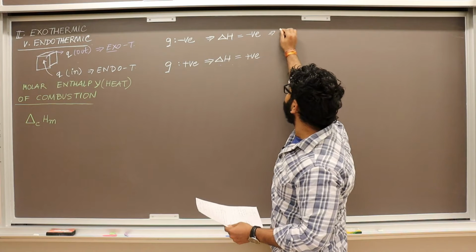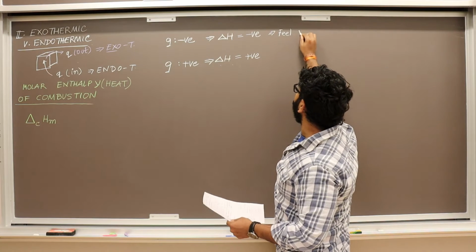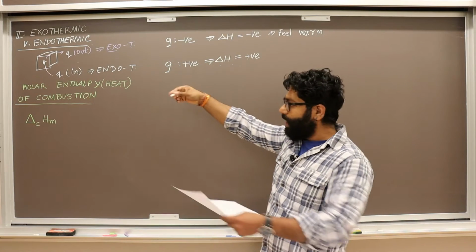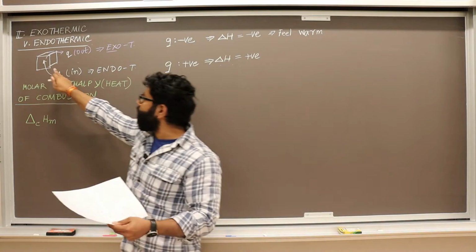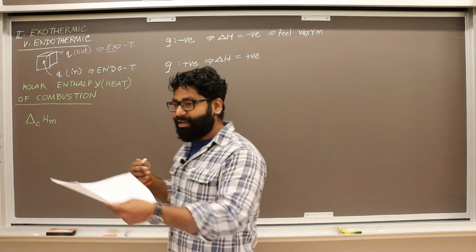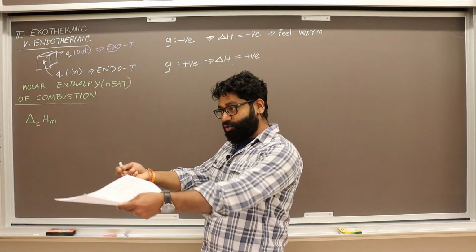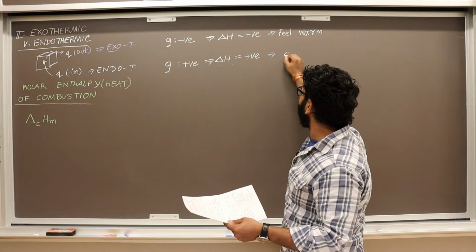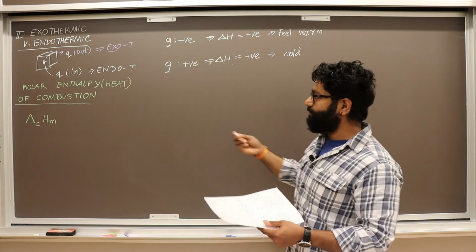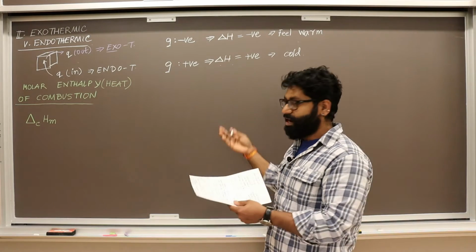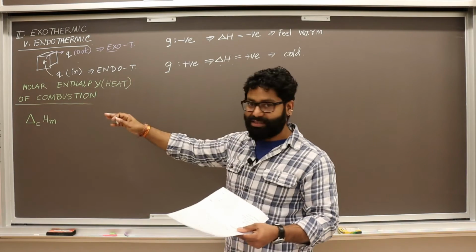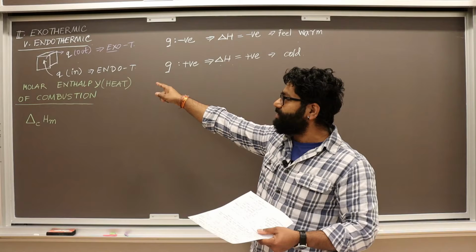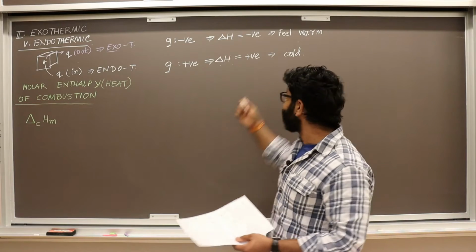So if you're holding a reaction container in which an exothermic reaction is going on, you will feel warm. Why? Because the heat is coming out and you are outside that system. The heat is coming from that block into your body, so your body is getting heat and you feel warm. The opposite is true for endothermic, in which heat from your body, from the surrounding, is going into the system. So heat is leaving your body and going into the system. If you're holding that block and there's an endothermic reaction going on, you will feel cold.